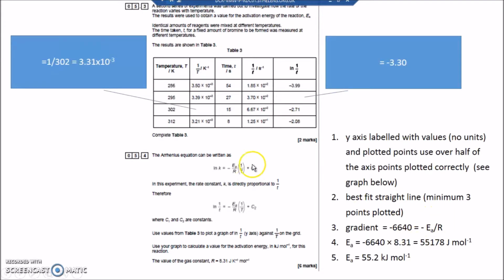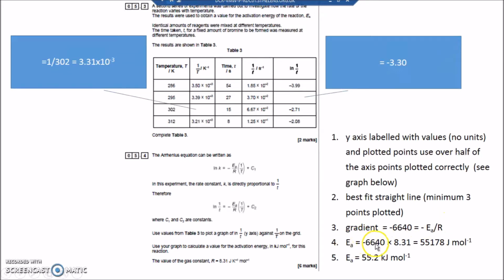and that equals minus activation energy divided by R, which is 8.31. That's just something to remember. When it asks you to plot these graphs, the gradient equals minus activation energy divided by 8.31. If you want an explanation of that, I give one in the previous video on the 2017 paper.